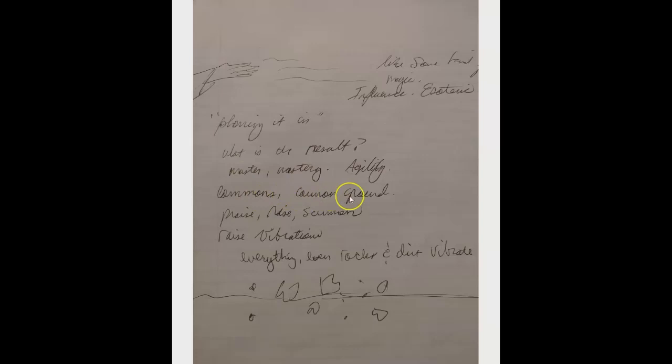Mastery, agility, commons, common ground, praise, rise, summon, raise vibration, everything, even rocks and dirt vibrate. So it's like this aspect of gravity lessening, of things floating, of the firmament coming up, things becoming less dense, slowly like breaking apart was the image here. This is ground, and then like rocks coming up. So possibly related, illustrative of a time. Now I just wrote that out, so that can be disregarded. It's more like thinking aloud, probably.